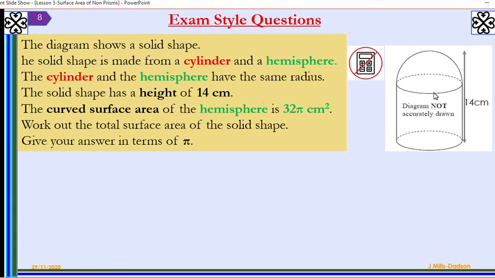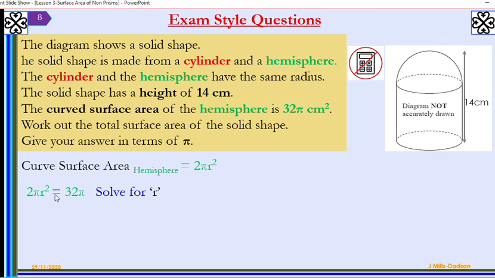Don't just work out a cylinder surface area and the surface area of a hemisphere and add them. You will overdo it. So let's go through it step by step. The curved surface area we know is 2 pi r squared. That's the formula. But we've been given that as 32 pi, which means these two should be equal. So we equate the two and we solve for the radius, because you need the radius in order to proceed.